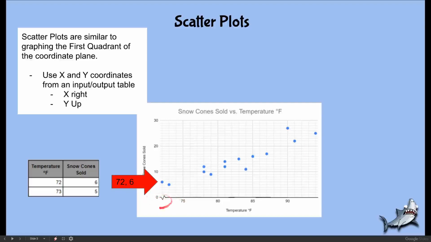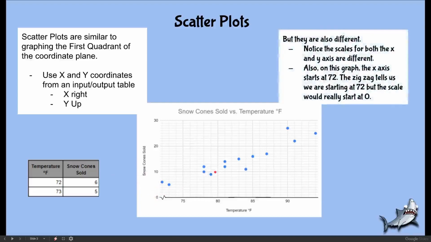Now you might think this looks a little weird, and that's because they're not exactly like the first quadrant. And there are some differences. Notice the scale for both the X and Y axis are different. In this case, we've got 0, 10, 20, 30, and over here we have 75, 80, 85, 90. And so our axes are different. This one goes by 5, this one goes by 10.